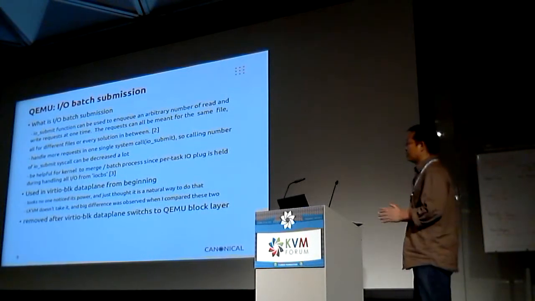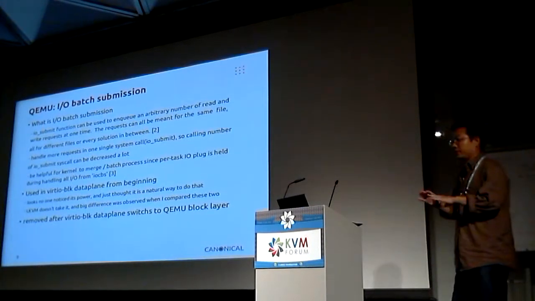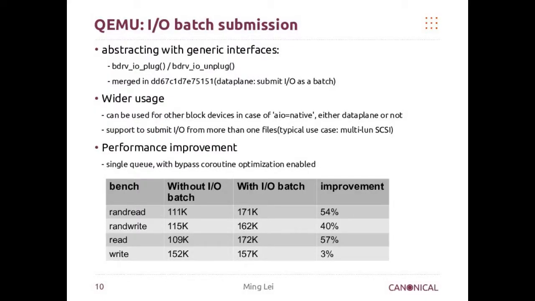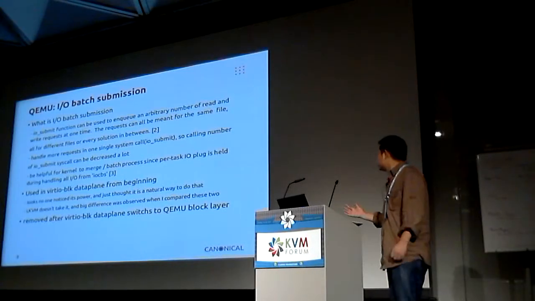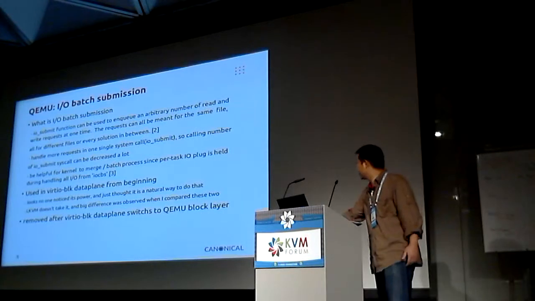A long time ago, I compared QEMU with LKVM and found there is a big difference in IO block performance. So I noticed this difference. It was removed when switching to QEMU's block layer.